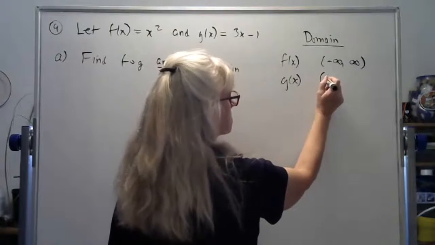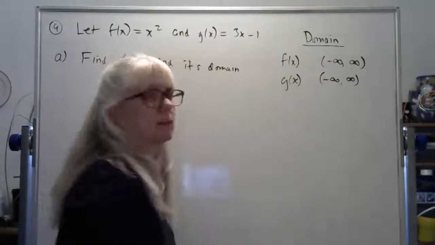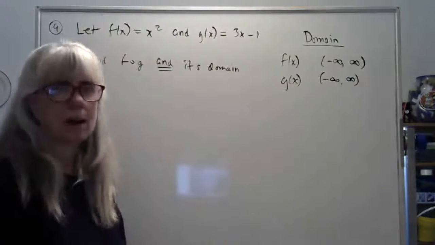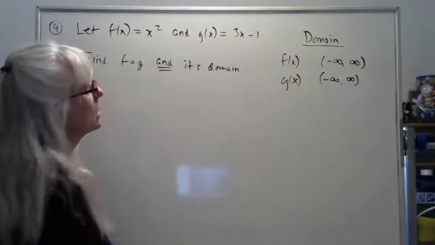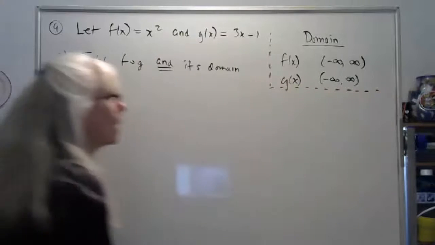Same thing? G of x is a line. No radical, no x in the denominator, the domain is all real numbers. Okay, so we kind of need that in a minute, so we're just gonna leave that over there.